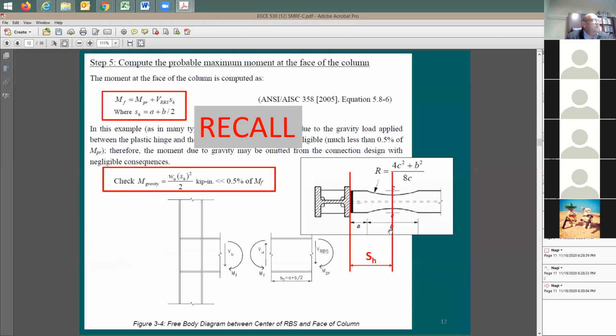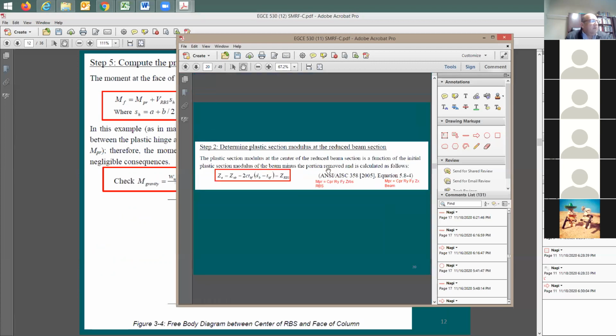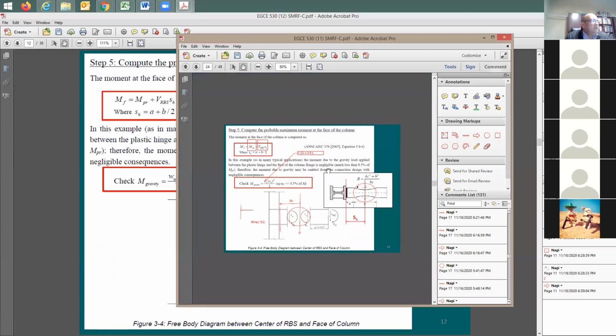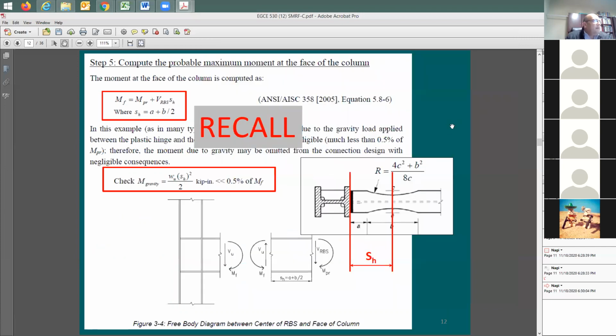I'm going to go back here to check the moment at the face of the column. This is also a repeated slide. It is taken from here. If you may recall, this gives you the check at the face of the column, right? So we're going to say here the moment at the face of the column is going to be equal to M_pr, the mechanism moment, or the probable moment at the hinge, plus the V at the RBS.